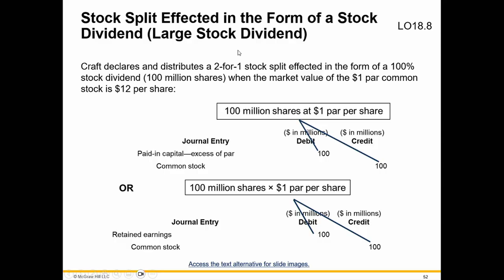So here's an example of a stock split effected in the form of a stock dividend, a large stock dividend. Kraft declares and distributes a 2-for-1 stock split effected in the form of a 100% stock dividend, which is 100 million shares, when the market value of the $1 par common stock is $12 per share. So you can do this one of two ways. You can simply take the 100 million shares at $1 par, move it out of paid-in capital in excess of par and move it into common stock, or you can debit retained earnings, reduce retained earnings, and move it into common stock.